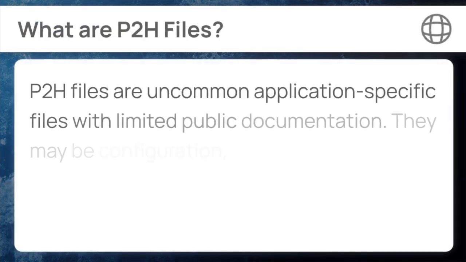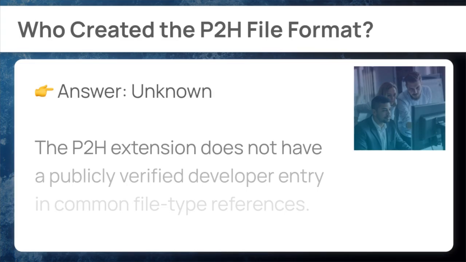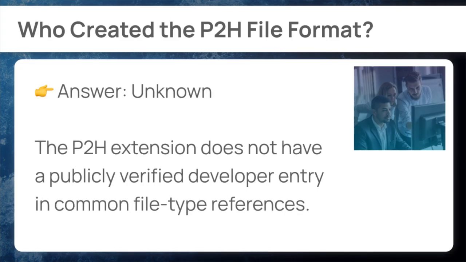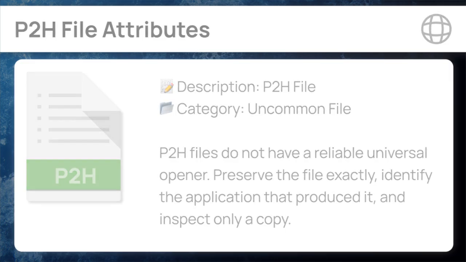P2H files are uncommon application-specific files with limited public documentation. They may be configuration, project, export, or binary data, depending on the creating software. P2H files do not have a reliable universal opener. Preserve the file exactly, identify the application that produced it, and inspect only a copy.